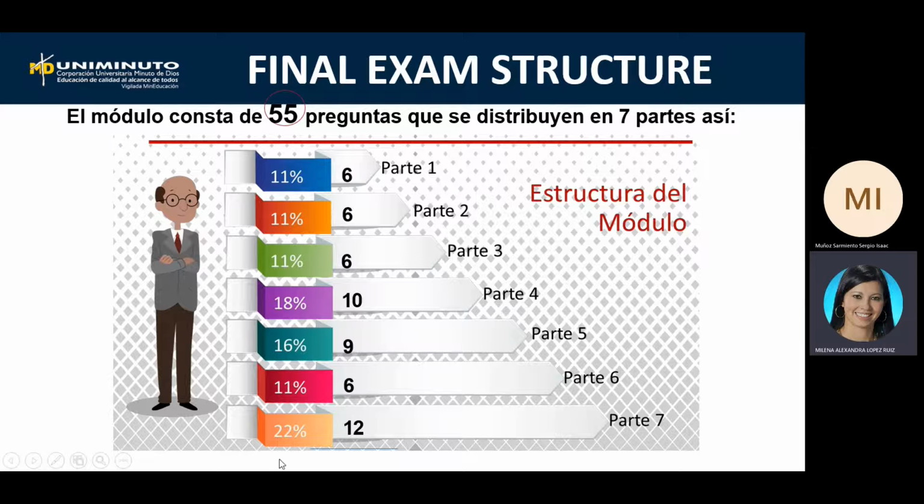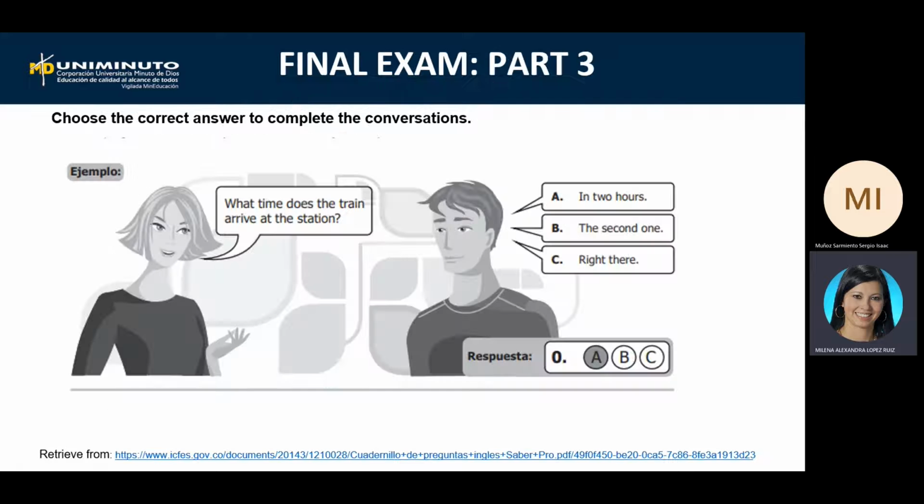Here are the percentages that will be valued in your exam, and here are the number of questions. For example, today in part number 3 we're going to have 6 questions, and in the final exam there are going to be 10 questions for part number 4. Like I said before, we're going to start with part number 3, and in part number 4 we're going to do some exercises.